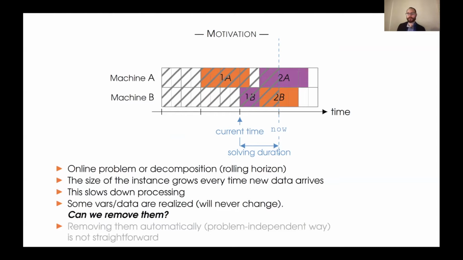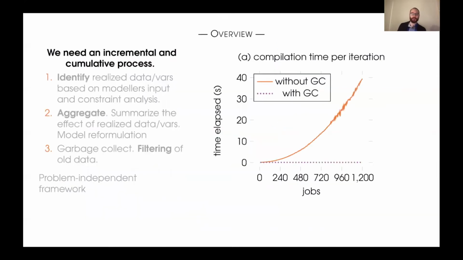Some variables and data are realized, meaning that they will never change. Look at task 1A there. Now look at task 1B, right? Those are completely in that gray zone, which means that they can't change. They are in the past. The past cannot change, of course. The past has already happened. So there's no uncertainty there, right? And removing all these realized data and variables is not that straightforward in the problem-independent setting. It's not that straightforward, unfortunately.